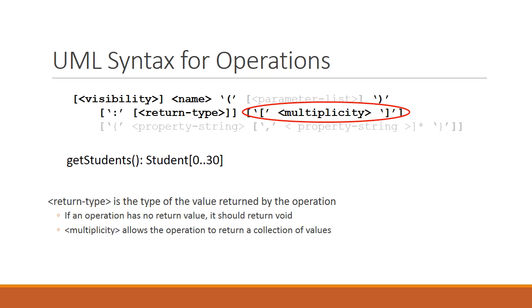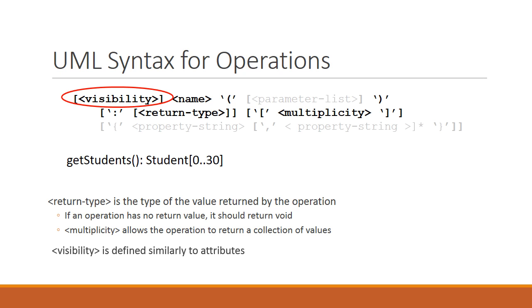Next, let's talk about visibility. Visibility has the same meaning as for attributes. So once again, it could be public, private, protected, or package visibility, and this applies to the operation itself. We will talk more about visibility in the next lecture. So for example, if getStudents is a protected operation, then we will put a hash sign in front of getStudents.